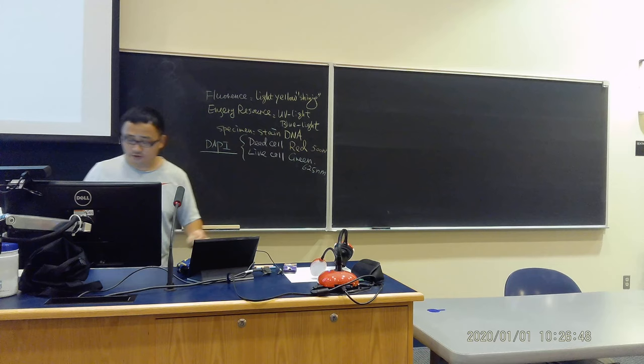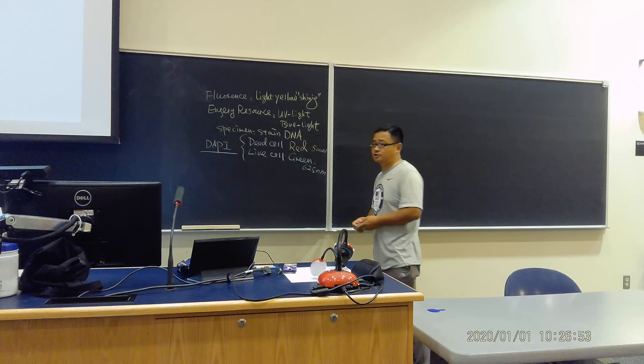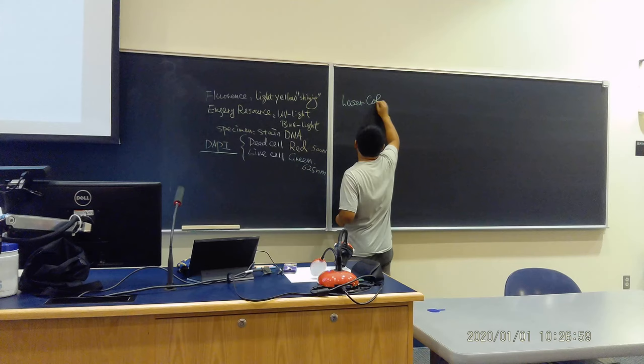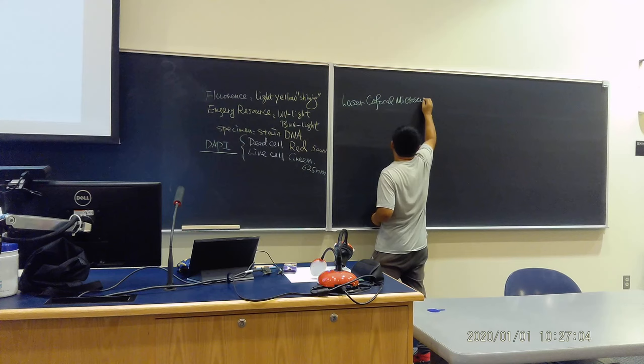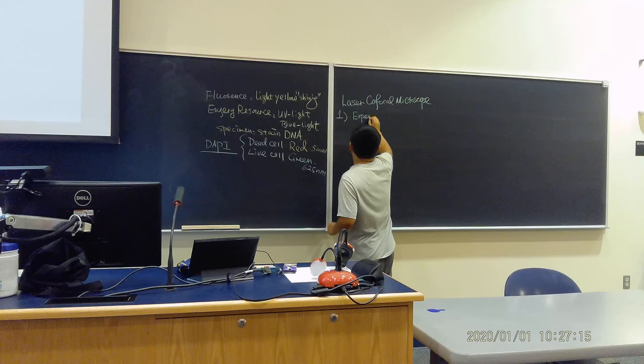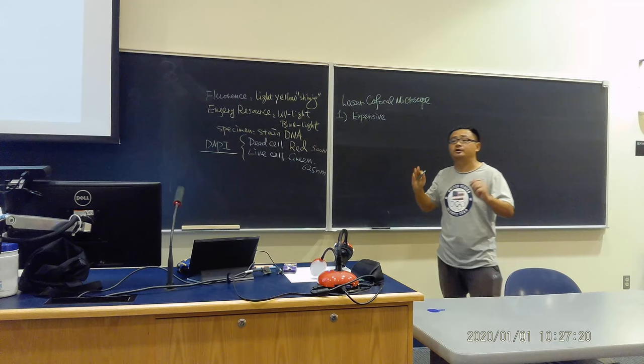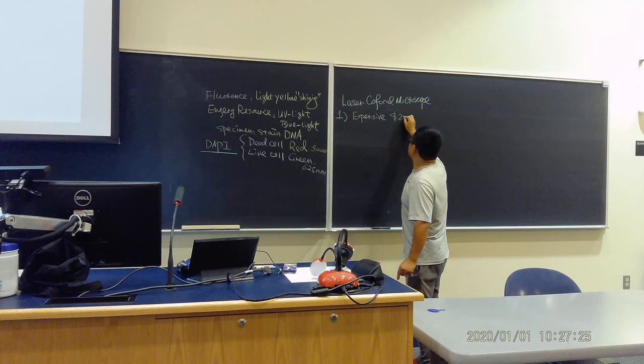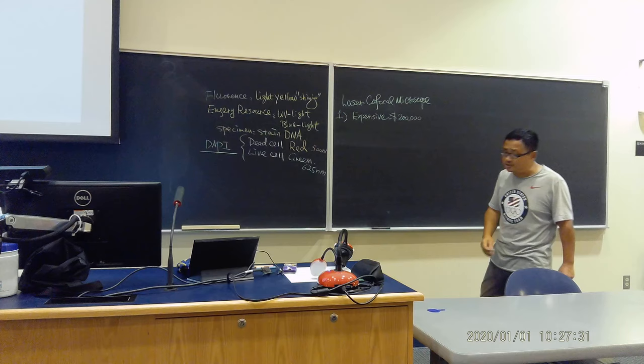This one I used in my research a long time ago. So we say laser confocal microscope. Okay, what is the difference between this one and the others? First of all, this microscope is very expensive. You need special funding from NSF or USDA to purchase it. One facility might be somewhere like 200,000. Maybe you get a cheaper one, at least 100,000.